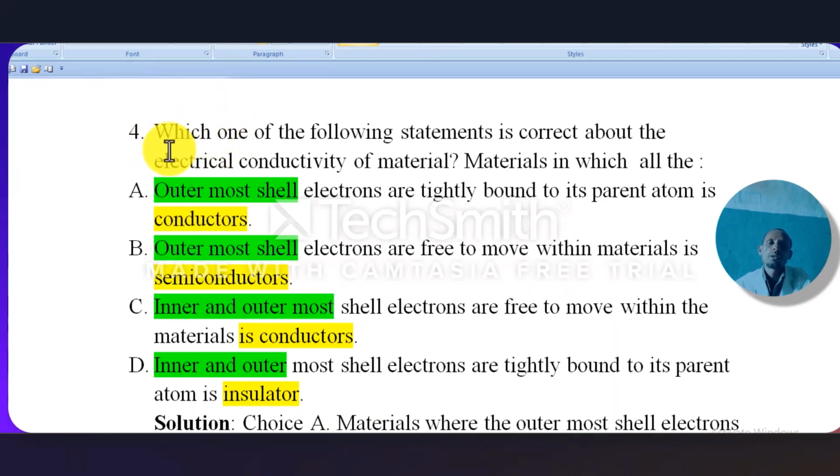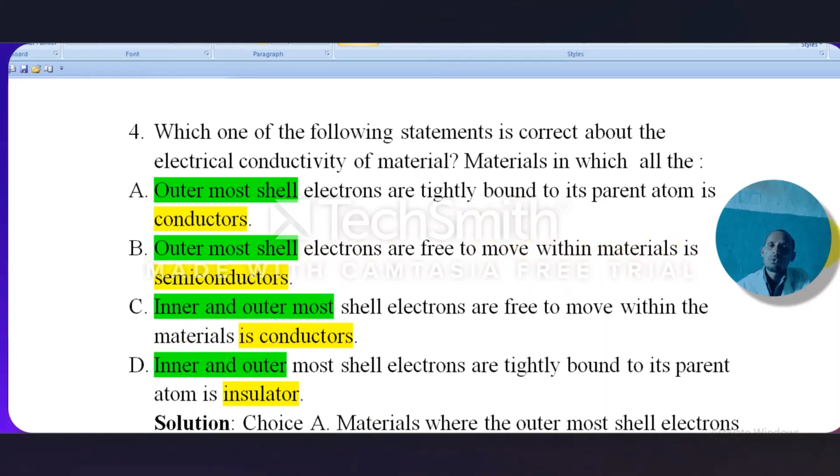When we come to the question, which one of the following statements is correct about the electrical conductivity of a material? Choice A says material in which outermost shell electrons are tightly bound to its parent atom is a conductor. Choice B says outermost shell electrons are free to move within the material is a semiconductor. Choice C says inner and outermost shell electrons are free to move within the material is a conductor. Choice D says inner and outermost shell electrons are tightly bound to its parent atom is an insulator.